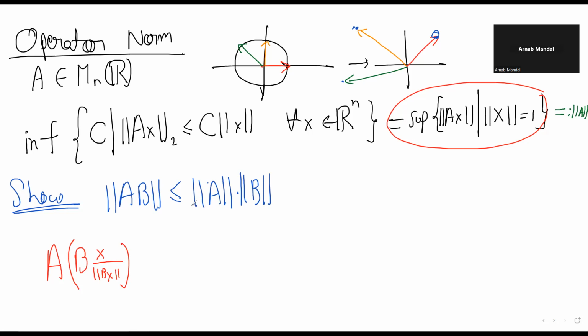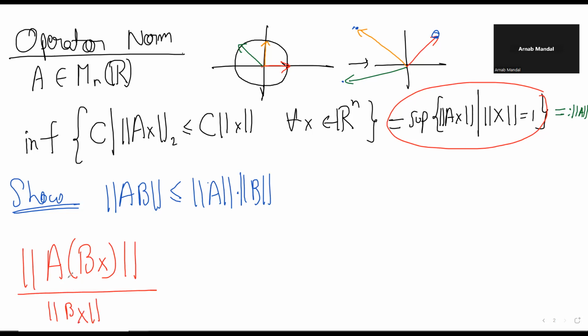You did the quotient by x by norm Bx. Yes, because this is a real number, right? Norm Bx is a real number, so maybe I'll write it this way. So you want to look at this quantity, right? Because you want to apply the definition of A, one thing at a time, this quantity.